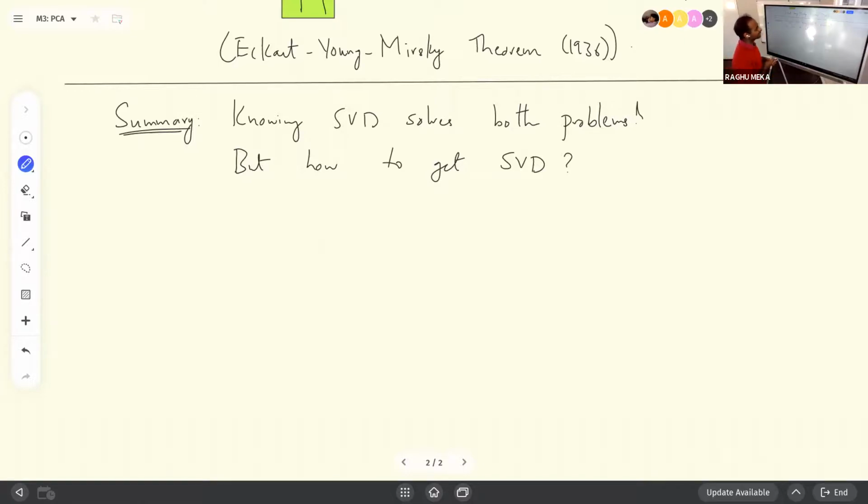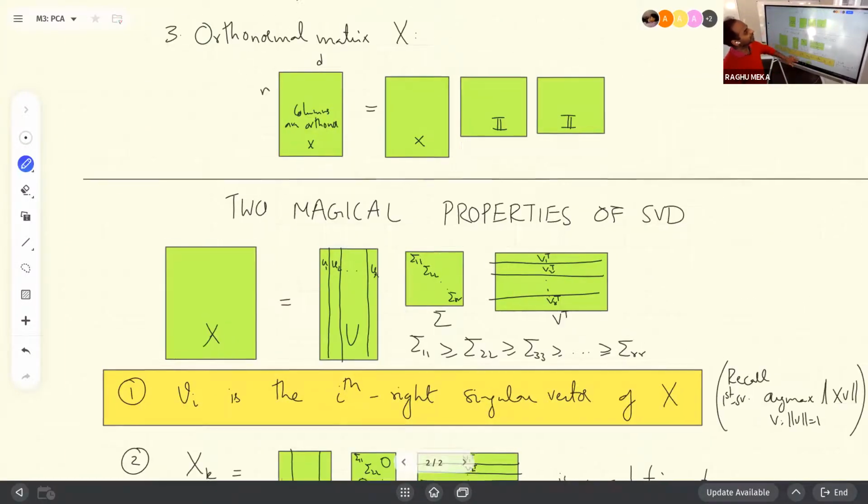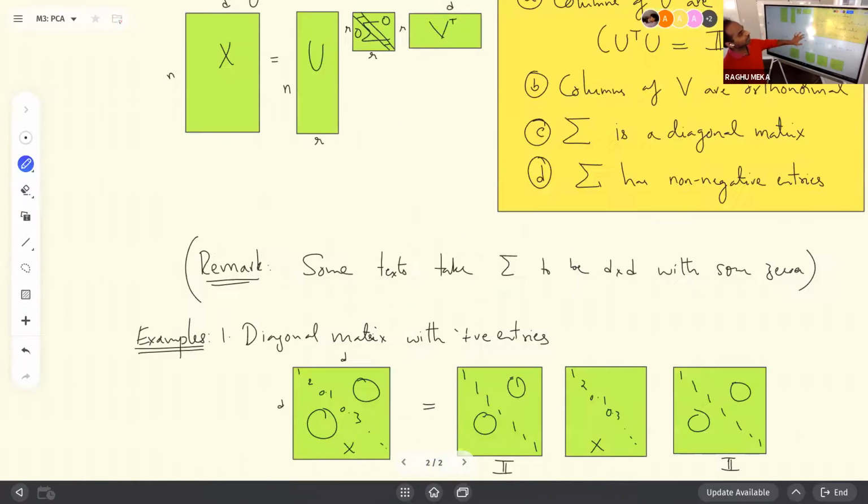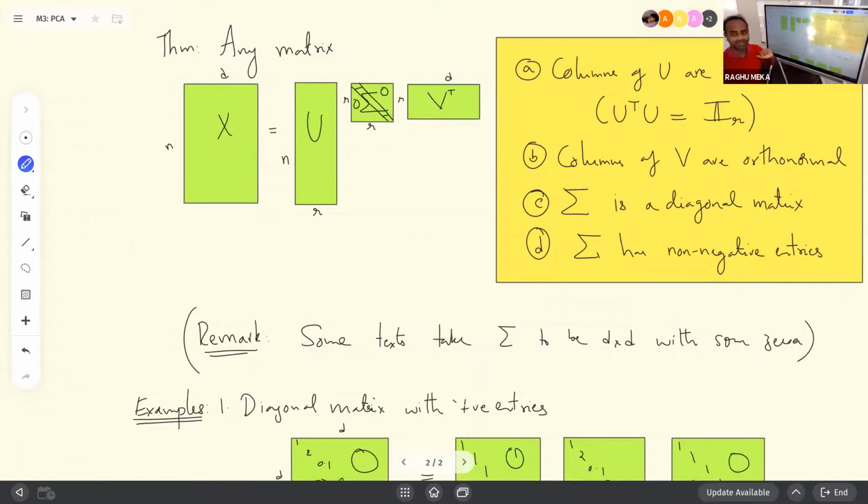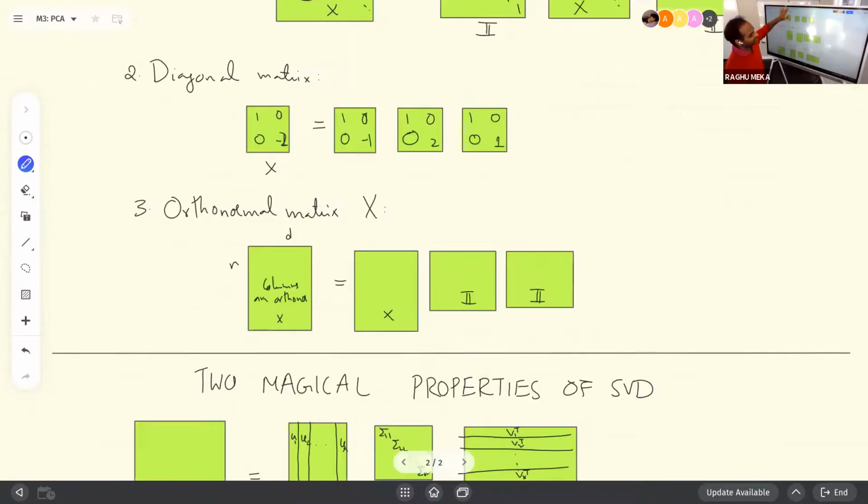So let's look at some properties of SVD that we need to use to get the algorithm. So some more properties of SVD. Okay, so we have the four things from the definition, right? That the columns of U and V are orthogonal, sigma is a diagonal matrix and has non-negative entries. Let's look at some implications of those.